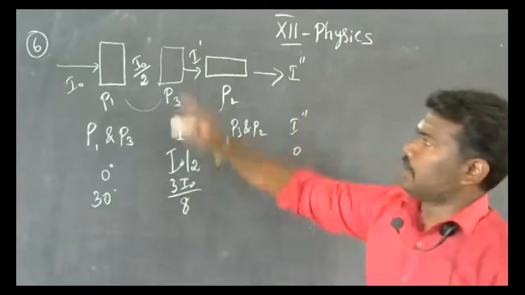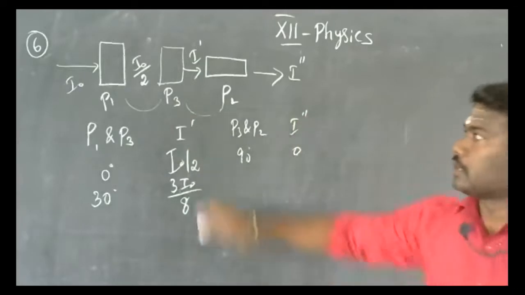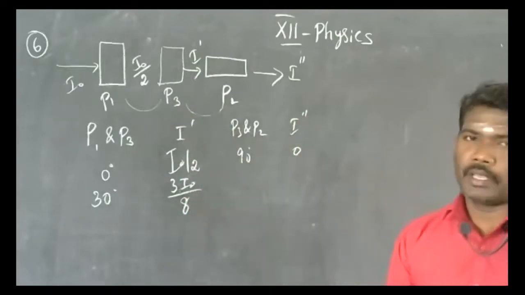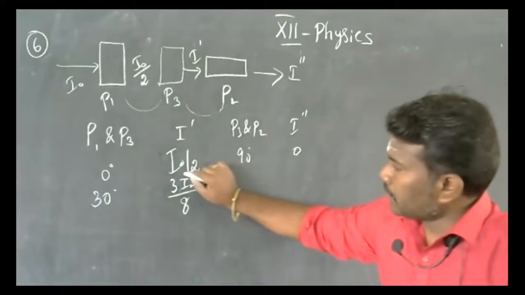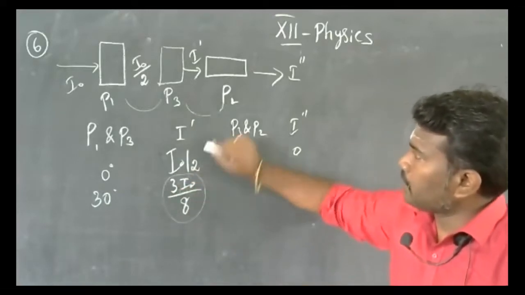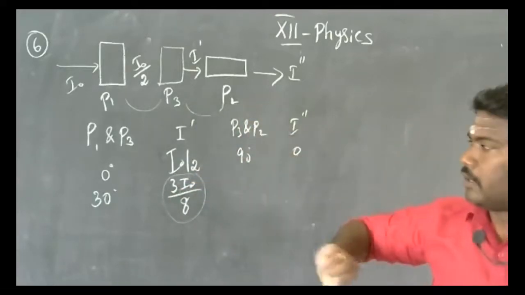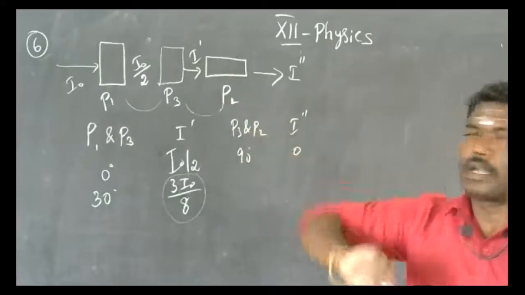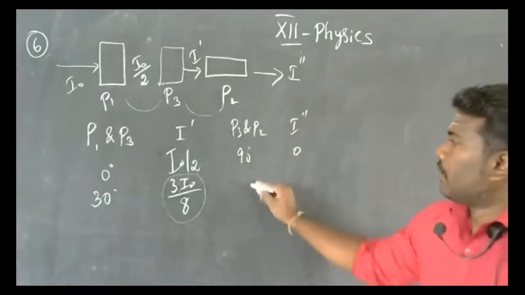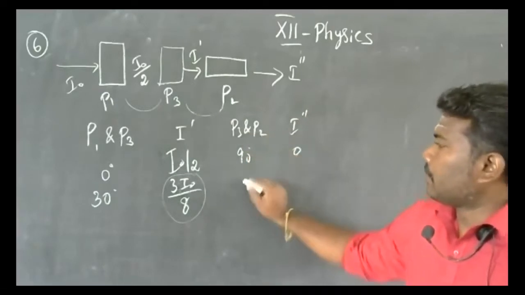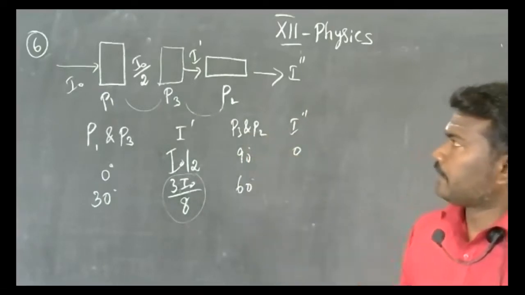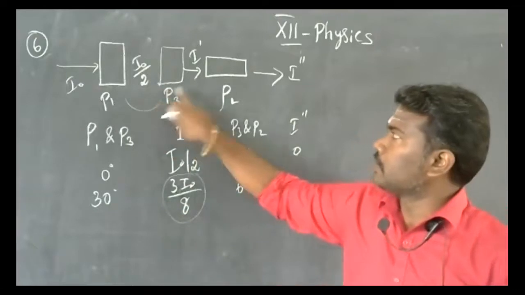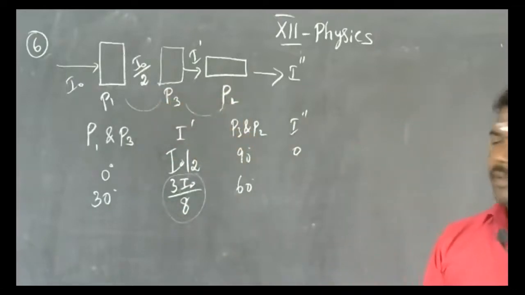The intensity of the light emerging from the third polaroid is 3 I naught divided by 8. So this is the intensity of the light ray incident on the second polaroid. Now the angle between P3 and P2 is 60 degree. This angle is 30 degree, so this angle is nothing but 60 degree.